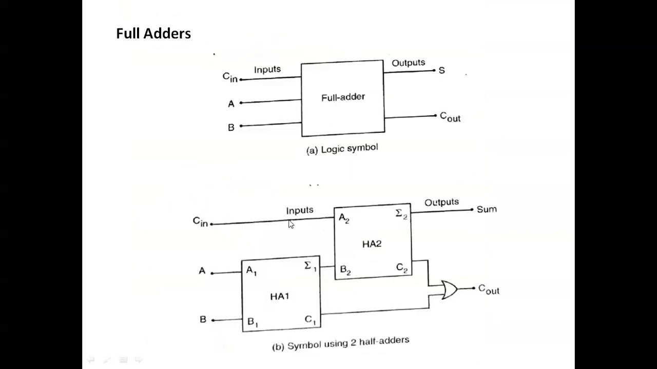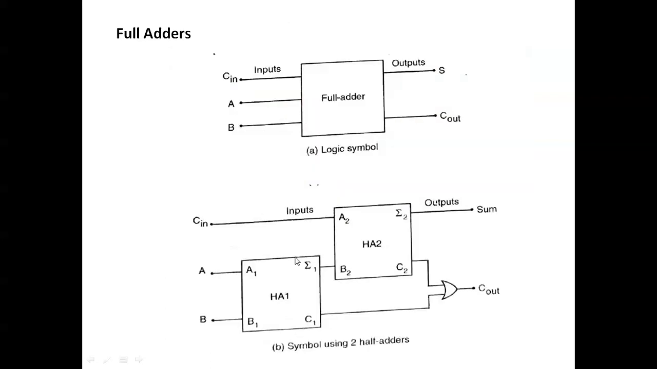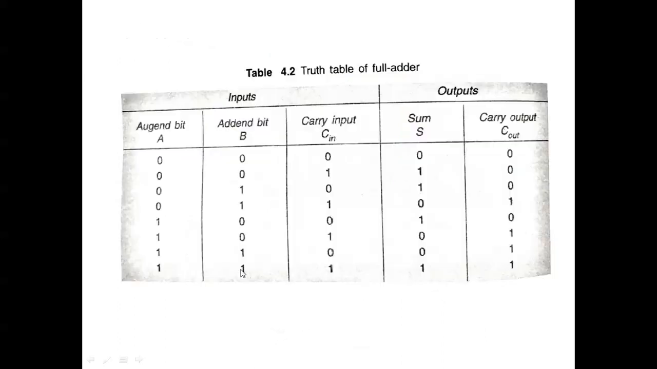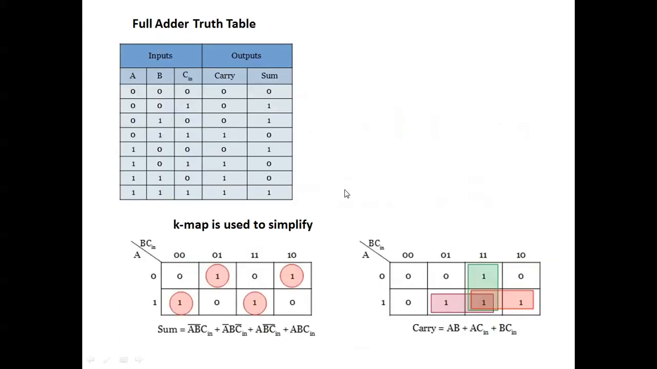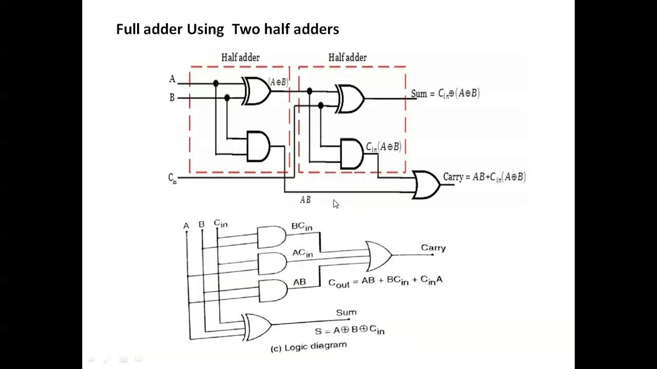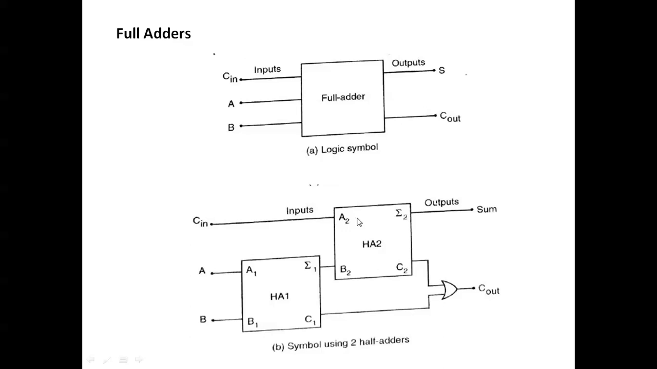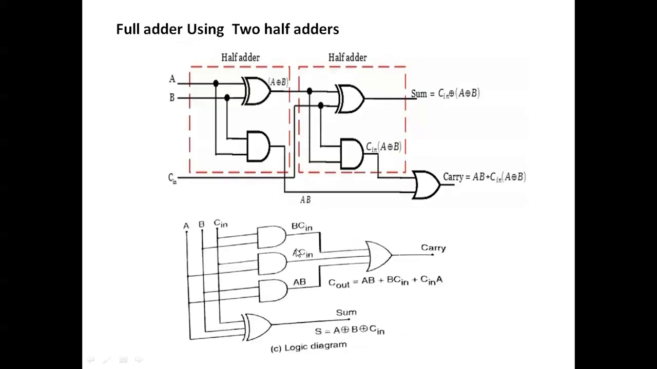Similarly, for the full adder you have to try it yourself. This is the full adder, and this is its truth table. Based on the logic diagram, the full adder uses two half adders. You can write the code for one half adder, and that half adder code will be called two times using port map, like half adder one and half adder two. You can call it this way and write the structural coding.